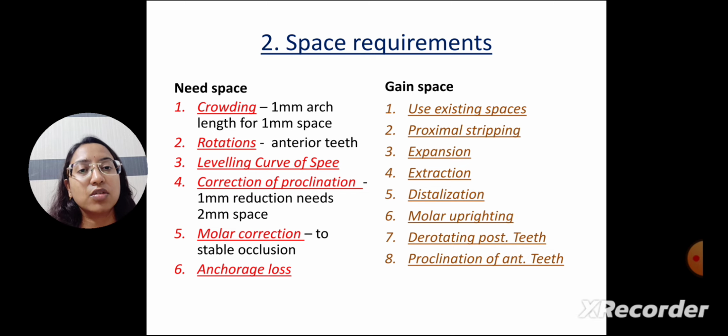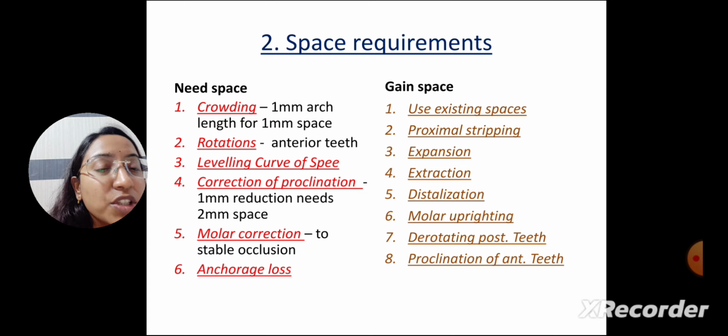Coming to molar correction, we move molars to achieve a stable occlusion. If we are mesializing the molar for any reason, we will take some space, or if we are distalizing the molar, we are going to gain space. Then anchorage is also important when we are planning space requirements. Usually, even in a maximum anchorage situation, there is at least 25% loss of the extraction space because of anchor loss. Therefore, in situations where there is a chance for the anchor tooth to move out of its position, we have to augment the anchorage or consider that in the space requirement.